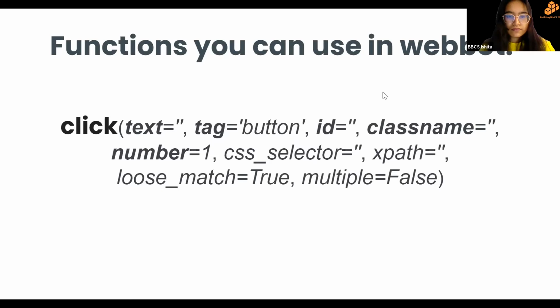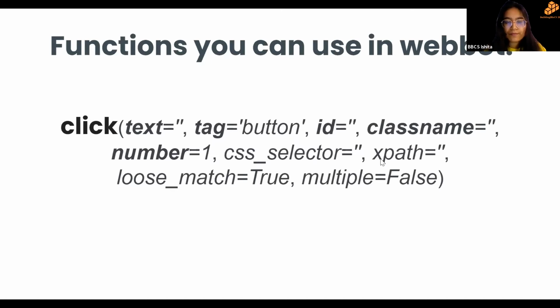So this is the click function. What it does is it clicks an element, so it's like a mouse or trackpad click. Within the brackets, there are a few parameters to define the element you want to click. Text is the text of the element. Tag, ID, and class name are the tag, ID, and class respectively of the element. I'll just show you the inspector so that you know what I'm talking about.